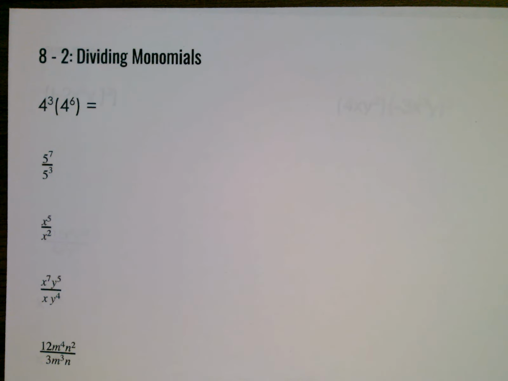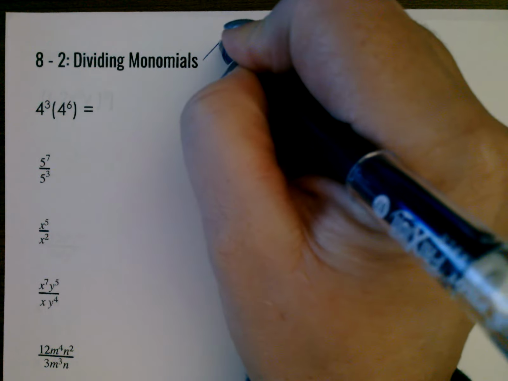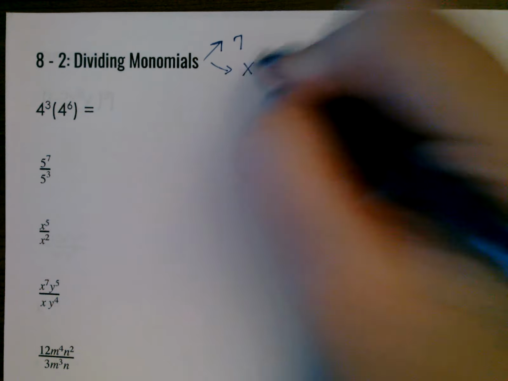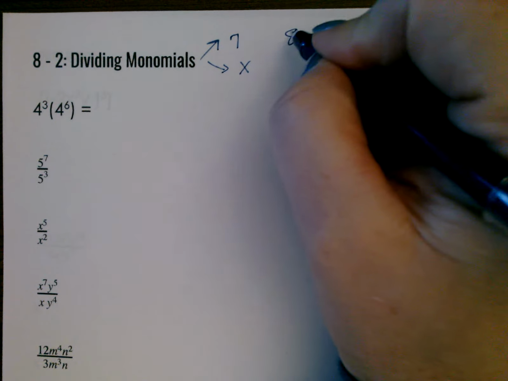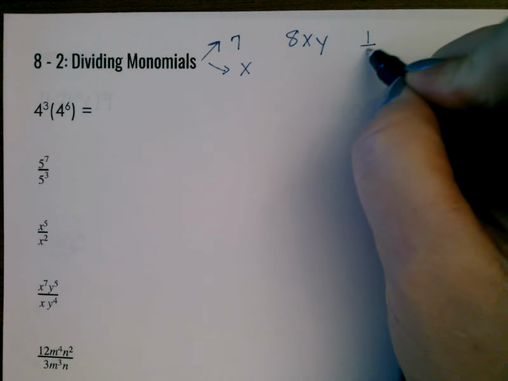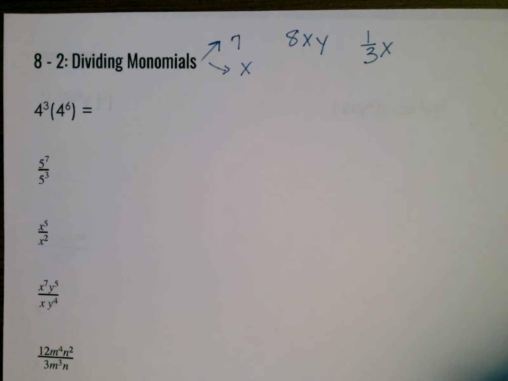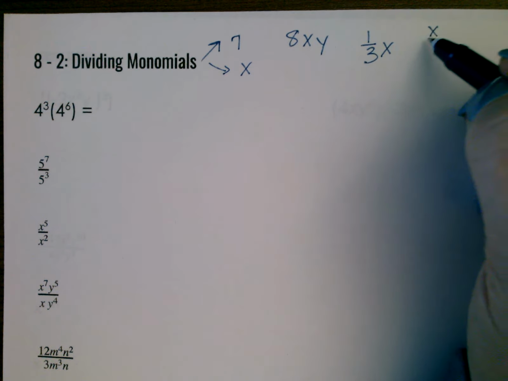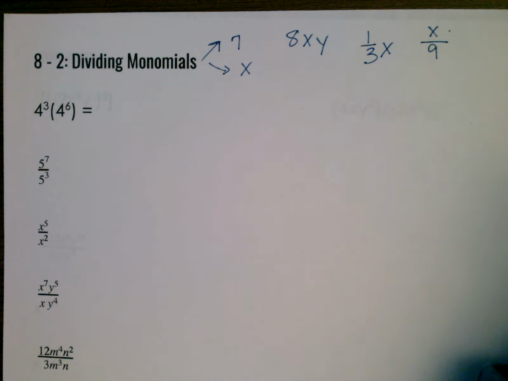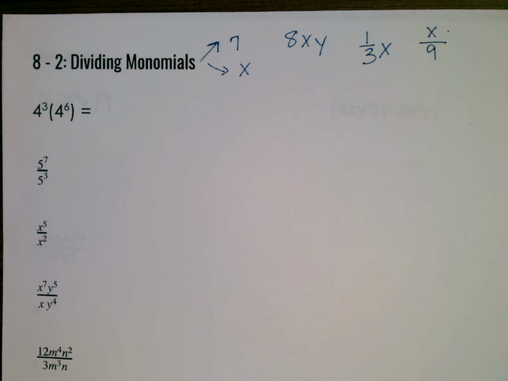In this lesson, we will be dividing monomials. Just a quick review of what a monomial is: it can just be a digit, it could be a variable, it could be a combination of both. Remember, it can include fractions as long as the variable is in the numerator. If the variable is in the denominator, it is not a monomial.